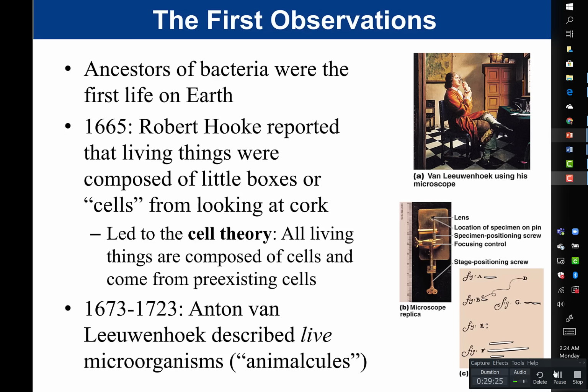In 1665, Robert Hooke, who was an Englishman, observed a thin slice of cork through a relatively crude microscope, and he reported that living things were composed of little boxes or cells, as he called them. Think of a cell more in terms of a prison. It's like a cell. And that then led to what's referred to as the cell theory, that all living things are composed of cells and come from pre-existing cells. So he was the first one to see cells.